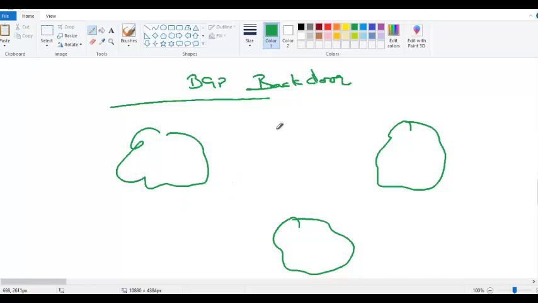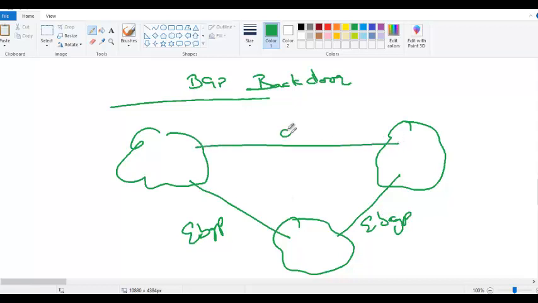Or you may have many autonomous systems here. That doesn't matter. Between these two, you have EBGP. Between these two, you have EBGP. Between these two, you have OSPF or EIGRP or RIP, something else.